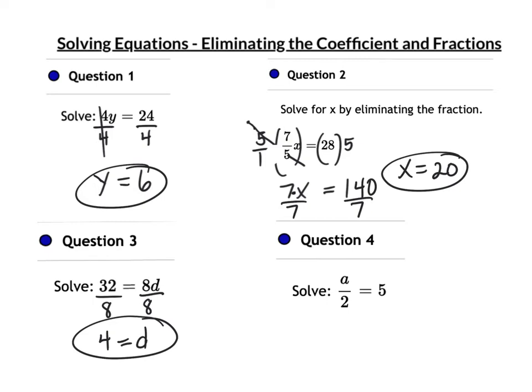Question 4. I need to get rid of division by 2. The inverse of divide is multiply. So to get rid of division by 2, I'm going to multiply by 2. The 2's cancel. Anything divided by itself is 1, and 1a is a. A is by itself, and a is 10.